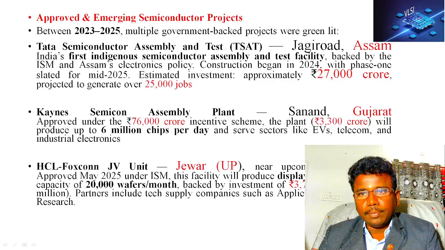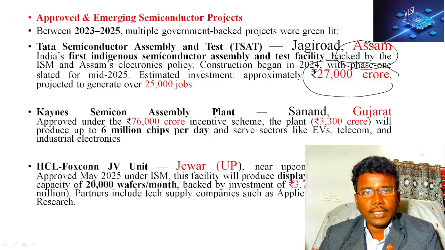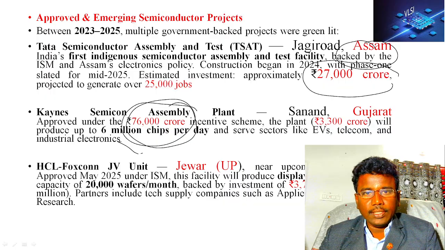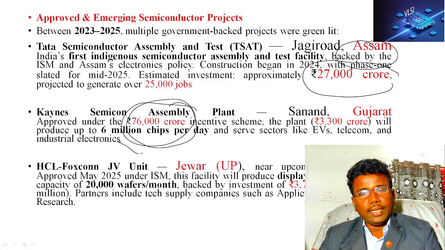See, in Assam they have started a 27 thousand crore project. The company is a Semiconductor Assembly and Testing Company. And in Gujarat, with 76,000 crores, they have started one project, that is a Semicon Assembly Plant. But before 2023, there is no back-end process in India. But recently they have started.